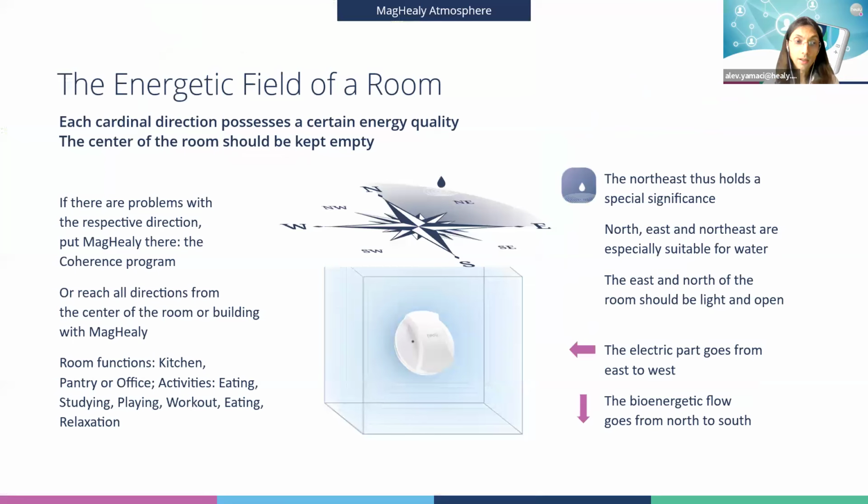As a small example, if you have a spot in your room where you say, okay, always when I sit there, it doesn't feel good, you can put the MagHealy there and run the coherence program. Or you are a little more detailed and know exactly what part of your room stands for what, and then you can use MagHealy programs in the right space for that. For example, the Northeast holds a special significance. North and East, or Northeast, are especially suitable for water.